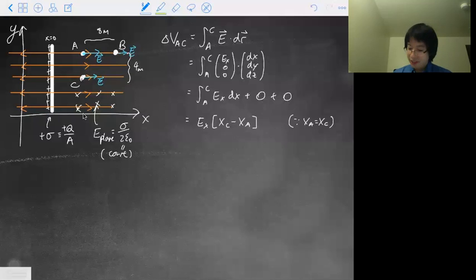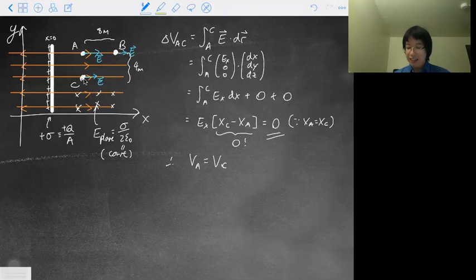Okay, so the whole thing is 0. What does that mean? That means the potential difference between this point and this point is 0. That means they are the same potential. Okay, so therefore we find that VA is equal to VC. The absolute potential is the same. Since the difference is 0, there's no difference. Okay, so this is actually an important conclusion, that we find that this is the same potential.